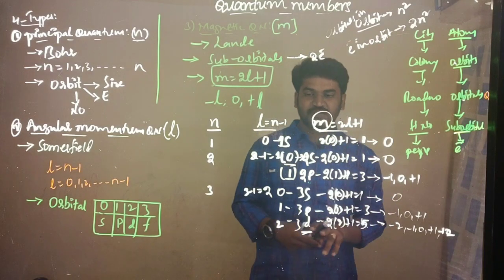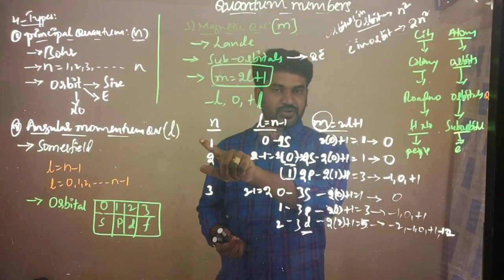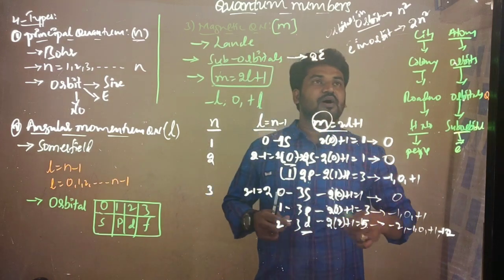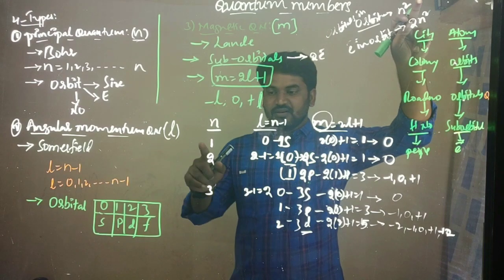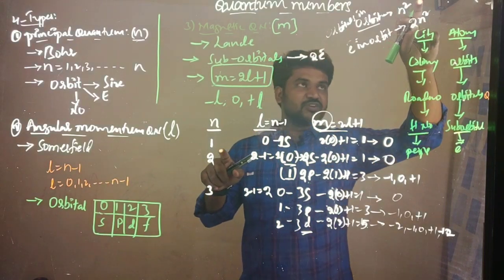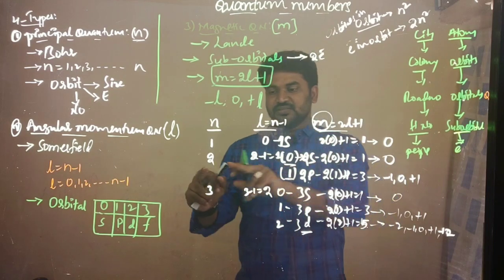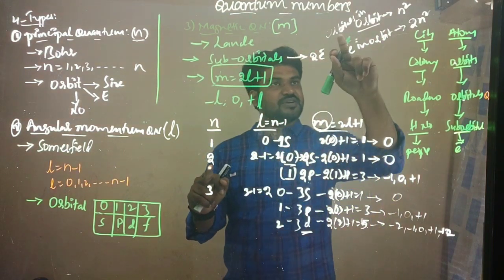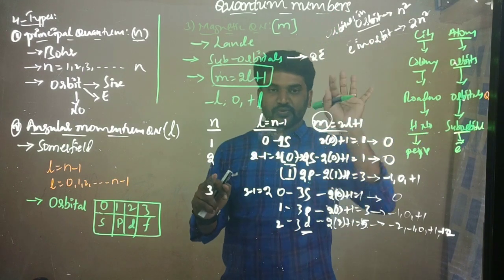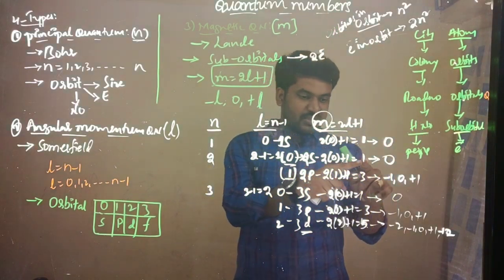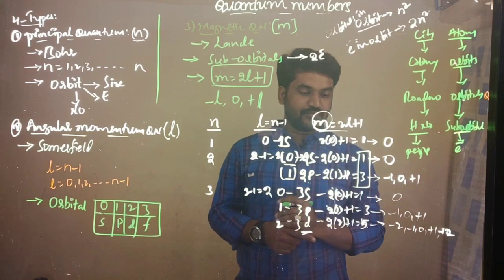Simple thing, remember here, once you see it carefully, in the first orbit, how many orbitals are there? N square. You make it 1 square, which means 1. Only 1 orbital is there. Take the second orbit. How many orbitals will be there in the second orbit? N square, 2 square means 4. You see this? Here 1 and 3. So 1 and 3, totally 4. Yes or no?